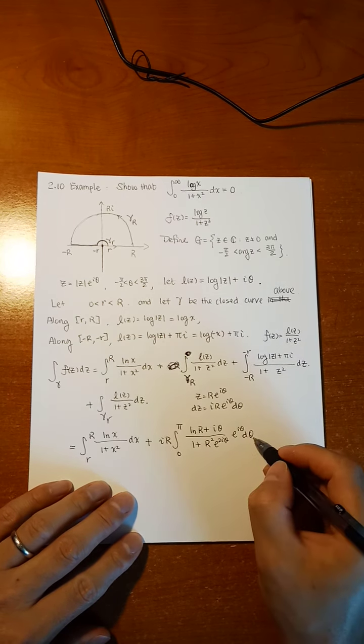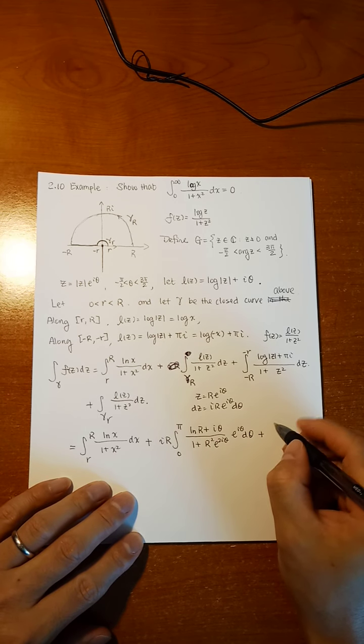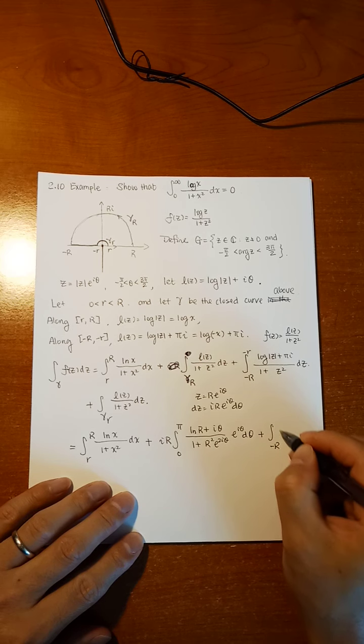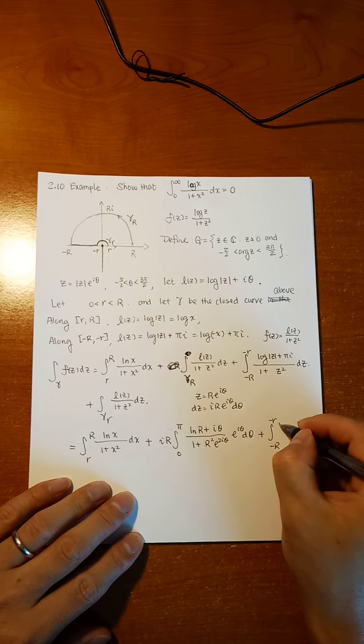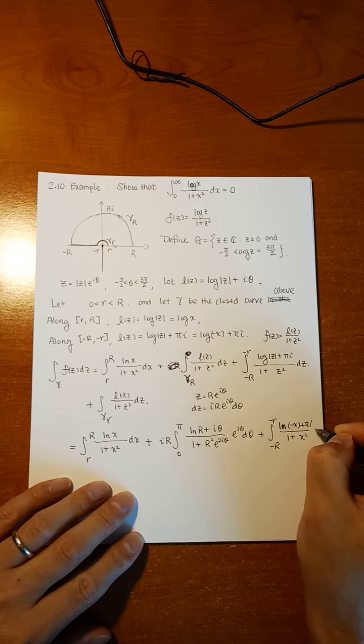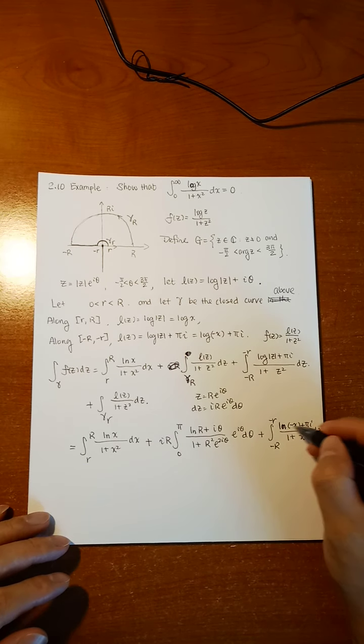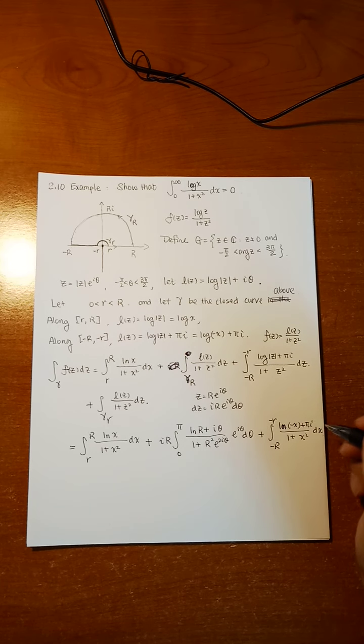Right? And the second one, it's from negative R to positive R. This is log of negative x plus pi i over 1 plus x squared dx. z is just x, but z in this case is negative, so when you take the absolute value, it's negative x.